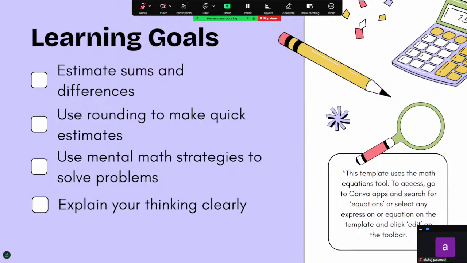So today's main focus is to be able to do math fast. Sometimes you don't have to get the exact answer, but an answer that's close. You should also be able to explain your thinking clearly, so you have to understand the strategies clearly. That's what we're going to focus on today.